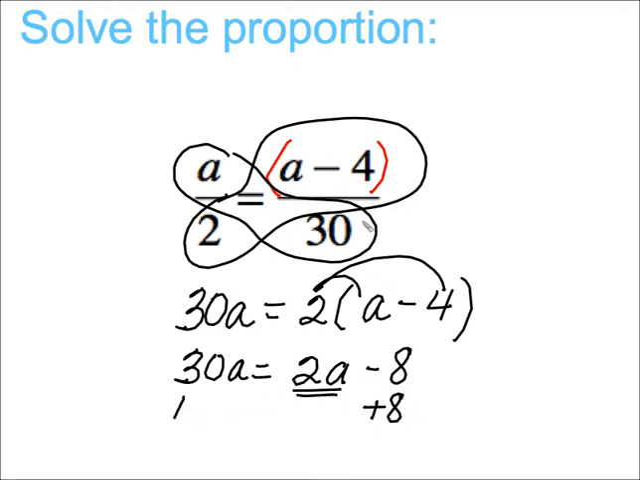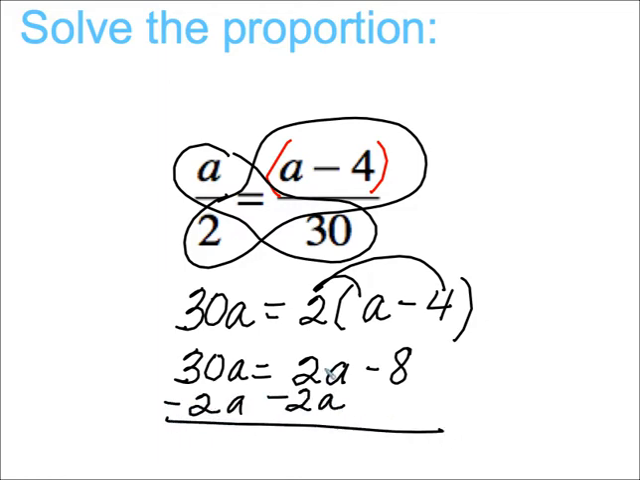Oh, wait a minute. Back up the train. I can't do that. Why not? Let's look at my problem one more time. I have a's on either side, don't I? So instead of moving the 8, I have to move the 2. Man, I got to pay attention. Okay, well that makes sense. This is 28a equals negative 8. Well, how do I solve for a?